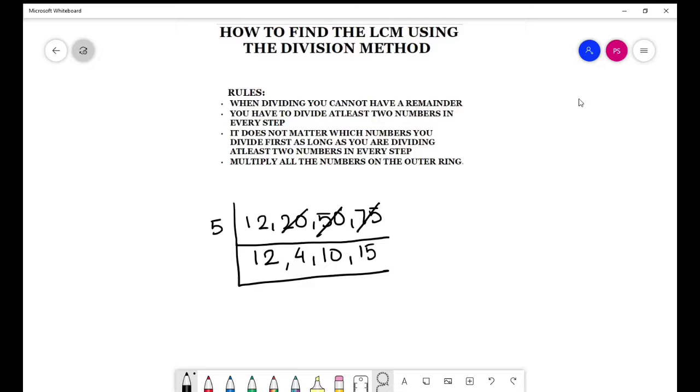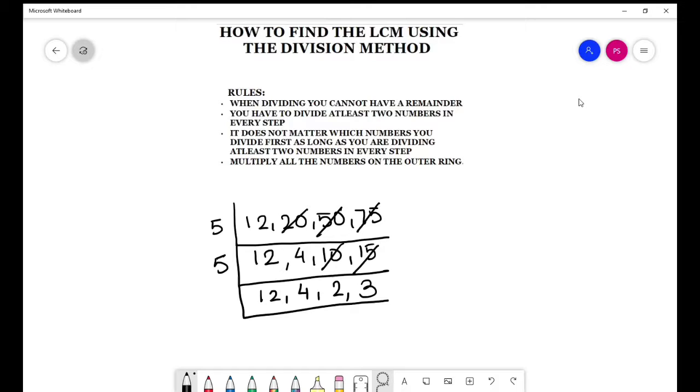Once I reach this step, I have many ways I can start. I can divide by 2, and I can divide 12, 4, and 10, or I can divide by 5. So let's keep up the trend. Let's keep dividing by 5. If I do that, I can divide 10, I get a 2 here, 15, and I get a 3 here. Notice, as long as I'm able to divide any 2 numbers, I can move forward and do it. The moment I can't is where my steps stop, and now I have to find the outer ring.